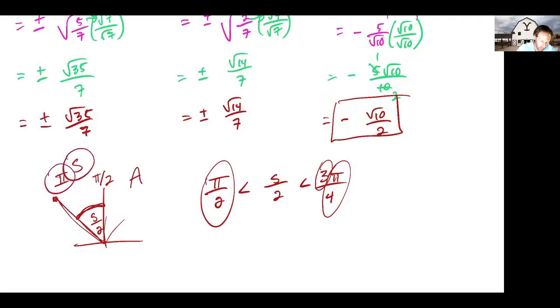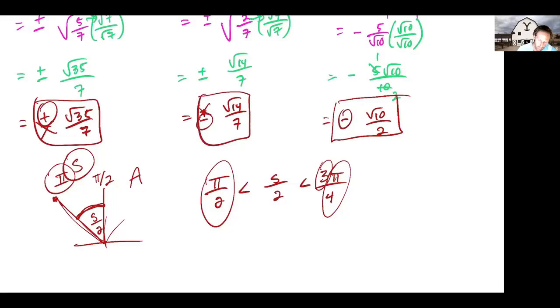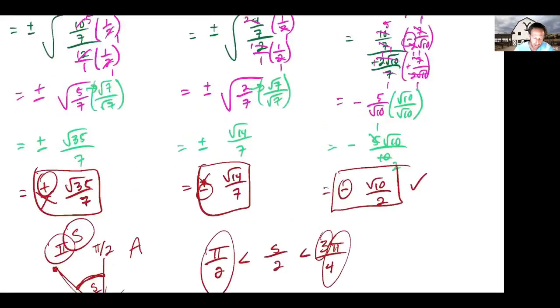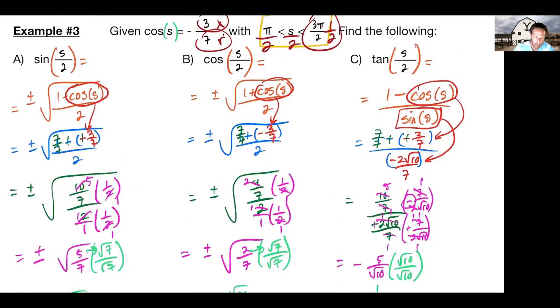So the sine would be positive, and everything else should be negative, which we already found for tangent. Okay, so long process, a lot of little things, but remember I actually did 3 problems in one just to give you an example of each.